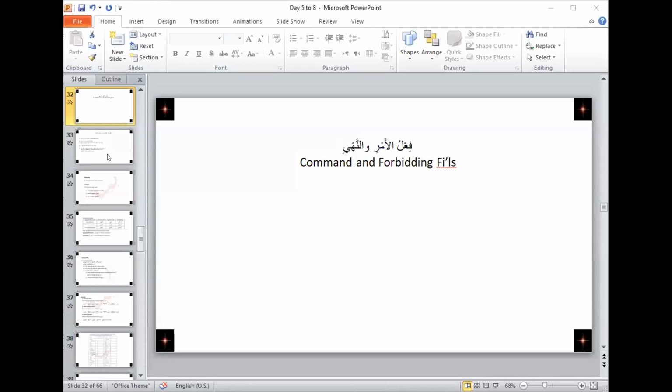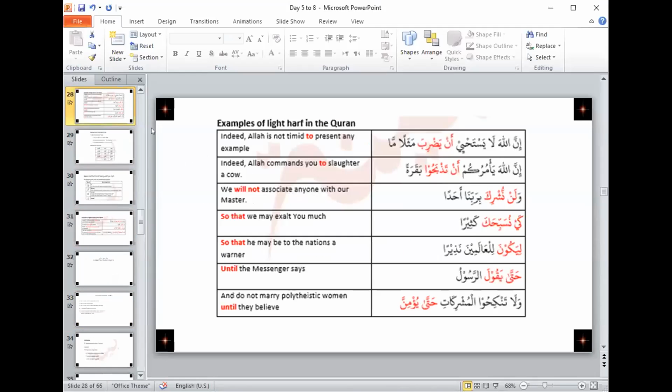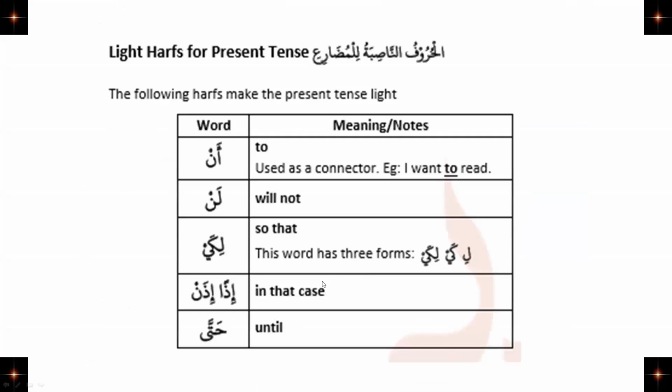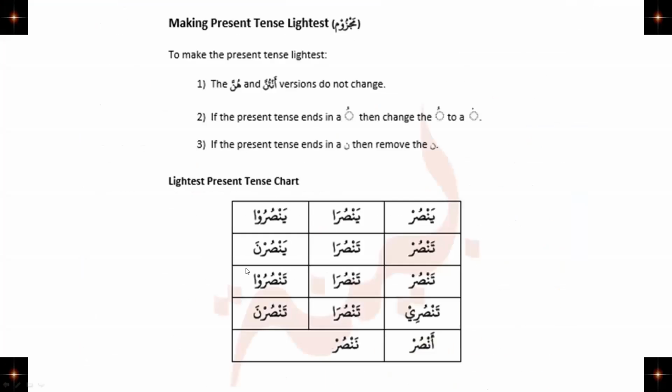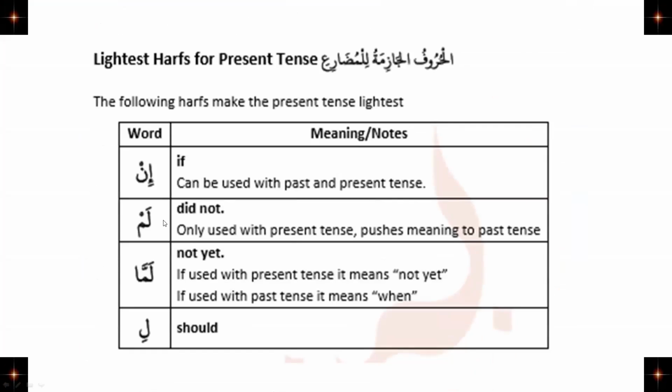And so the meaning, let me share this with you quickly, and then you see the clear meaning here. Let me quickly show you this. Lamma, wal falli. So this is lamma, and if you look at the meaning, sorry, lam means did not, and lamma means not yet. So these are two different things, and this one is only used with present tense.